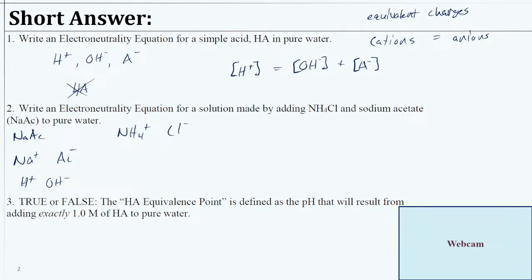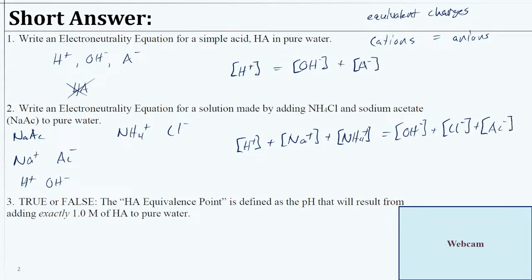So that part might have been a little trickier if you didn't recall exactly what was going on there. So all told, we should have on the left H plus, our sodium plus, our NH4 plus, all that equal to the remaining ions. Okay. Any questions, issues there?